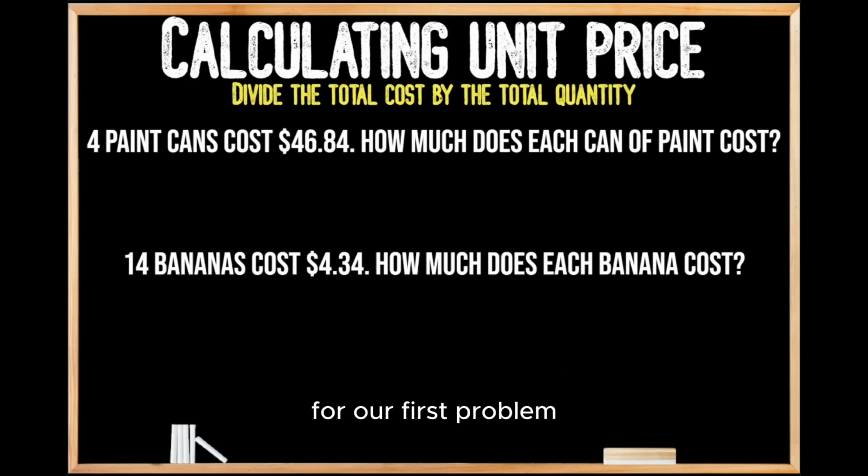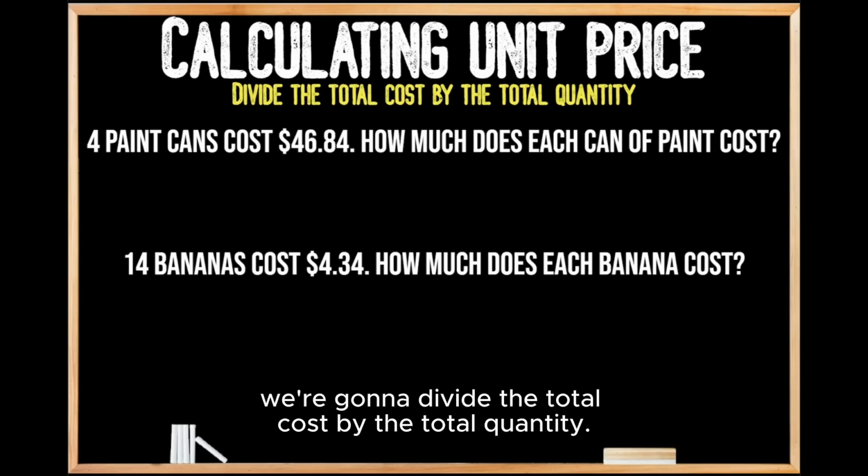As we can see for our first problem, we purchased 4 paint cans and it cost us $46.84. And we're being asked to figure out how much does each can of paint cost. So in order for us to solve this, as we can see up top here highlighted in yellow, we're going to divide the total cost by the total quantity.